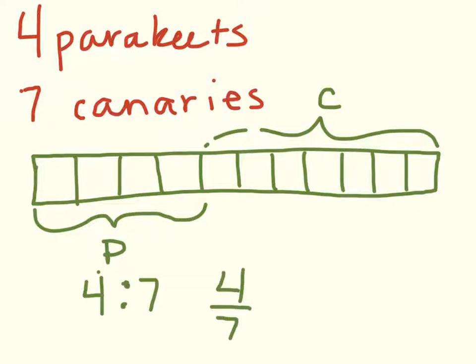Notice, though, that the ratio 4 over 7 does not tell us what fraction of the birds are parakeets or canaries. Instead, what it does tell us is that there are 4 parakeets for every 7 canaries. So if we had one set of 4 and one set of 7, our total number of birds would be 11. So the ratio of the number of parakeets to the total number of birds would be 4 to 11. And similarly, the ratio of the number of canaries to the total number of birds would be 7 to 11.